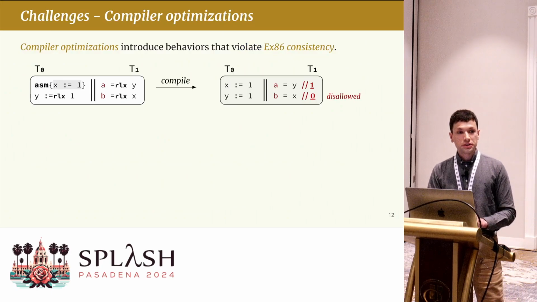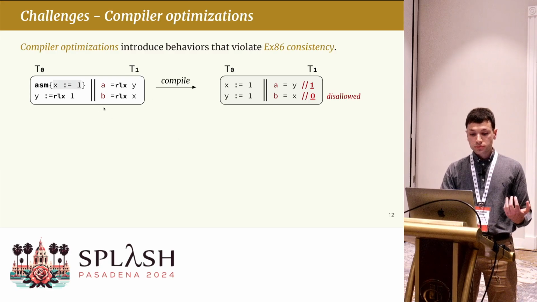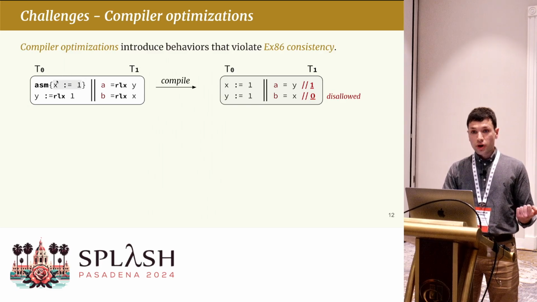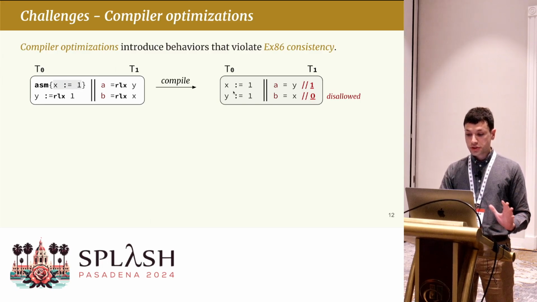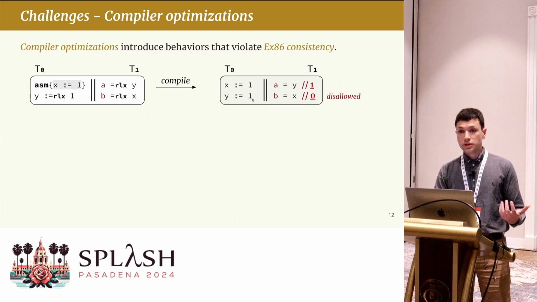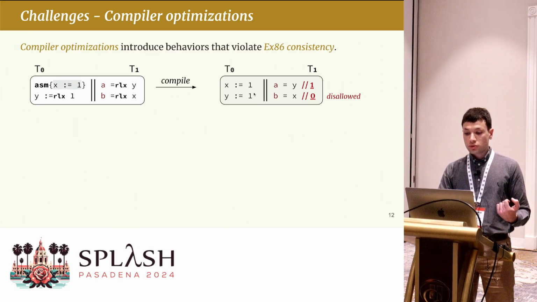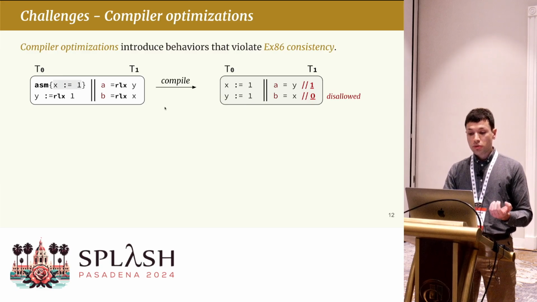A second incompatibility is due to compiler optimizations. So here we have basically the same example as before, but instead of a non-temporal write, we have just a plain store. And the compilation of this program is to plain access modes in x86. And as we saw, this behavior is disallowed. So this could suggest that we wish to enforce the same consistency constraints of x86 on the source code, but that would be unsound because of compiler optimizations.